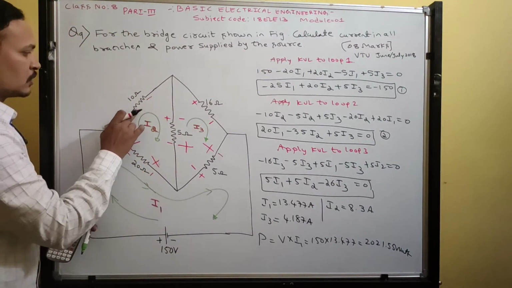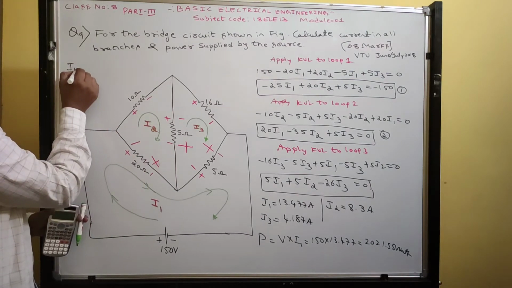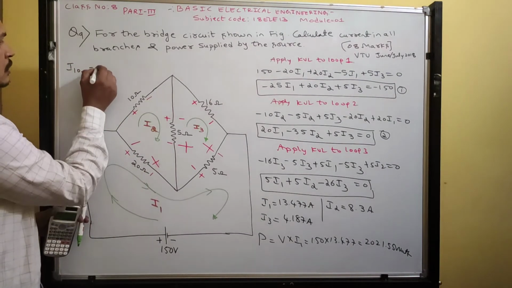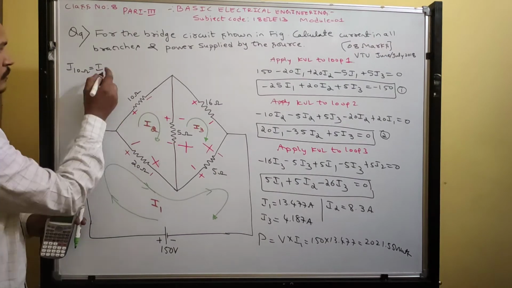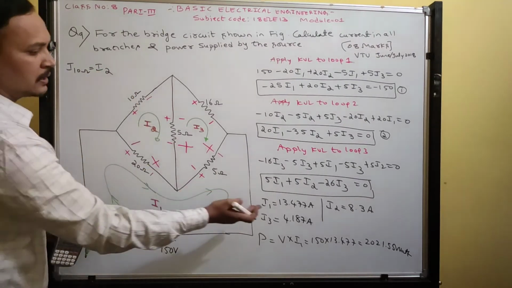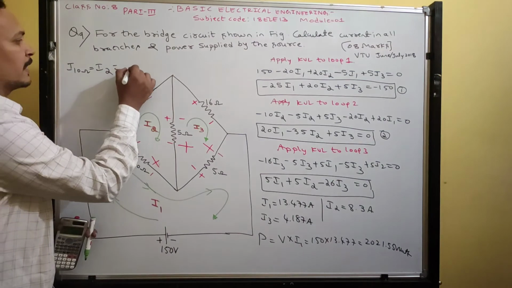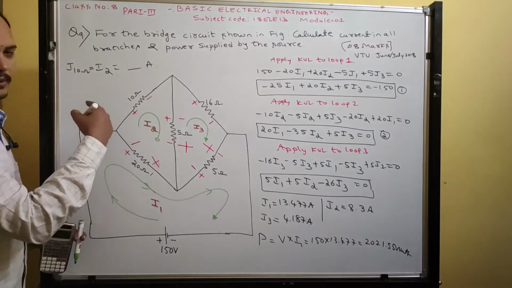What is the current in the 10 ohm? I will write it directly. The current in the 10 ohm is how much? What is the current in that 10 ohm? It is the I2 current. Enter the I2 value here. The current in this branch is over.